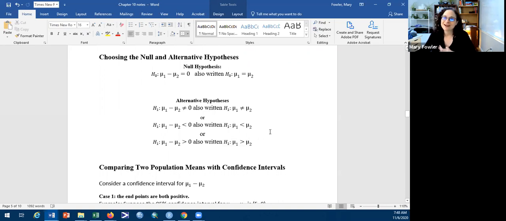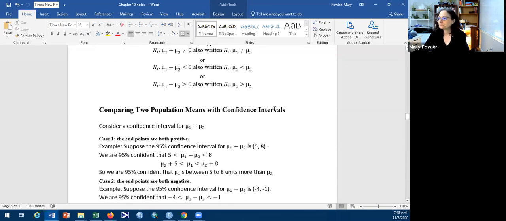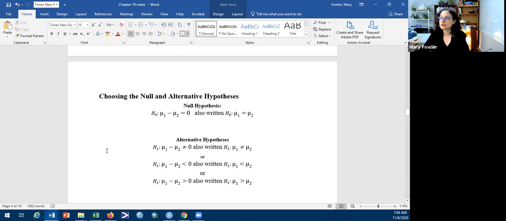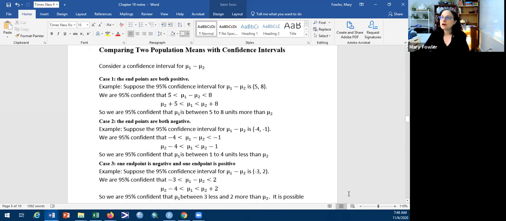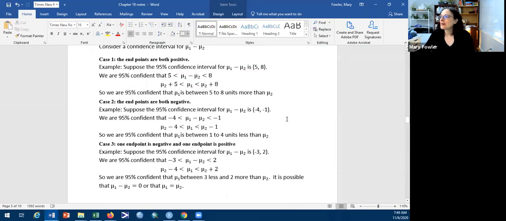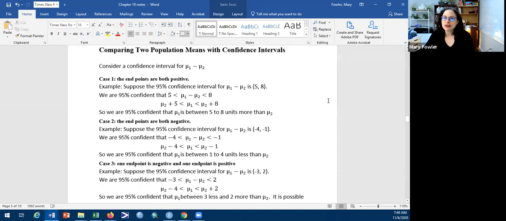And again, we're going to look at the problem and find keywords in the problem to help us figure out which of these 3 alternative hypotheses is what we need to solve a problem. So we can compare 2 means using a hypothesis test, but we can also find a confidence interval for the value mu1 minus mu2, okay? There are 3 different situations that I want to look at for the confidence intervals.